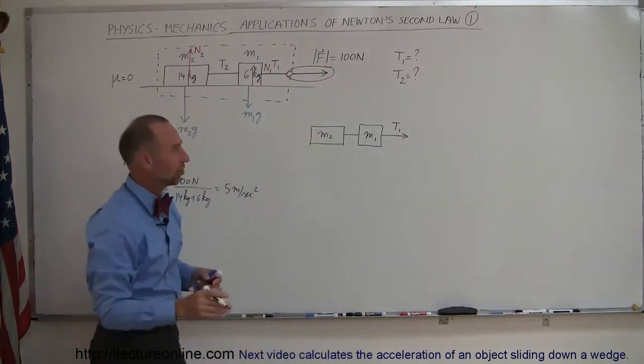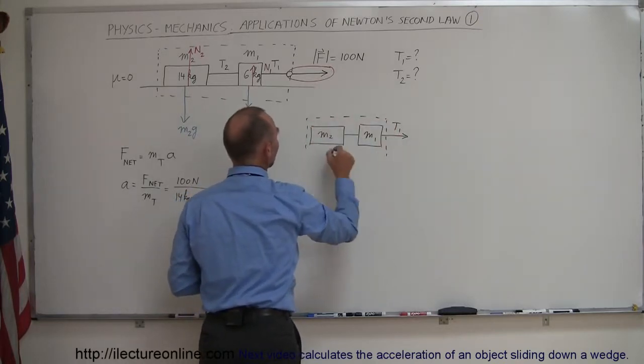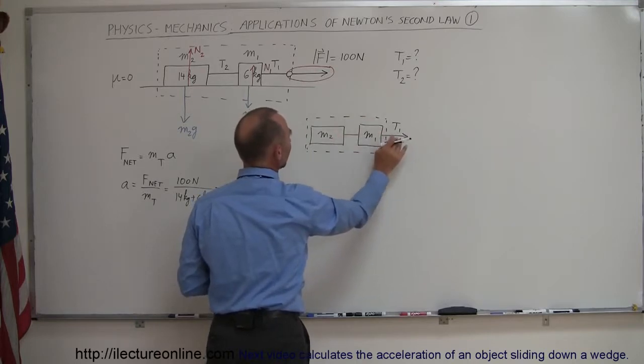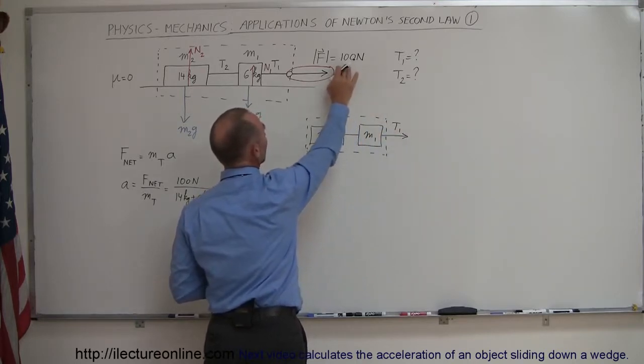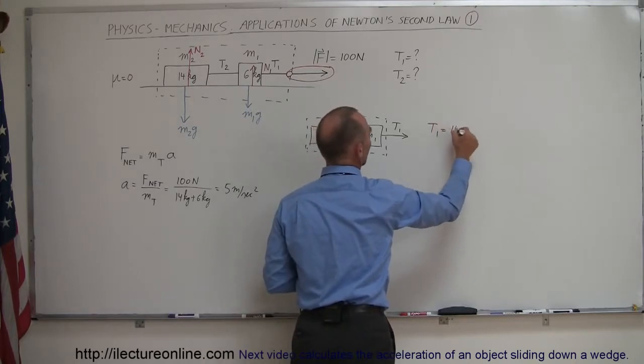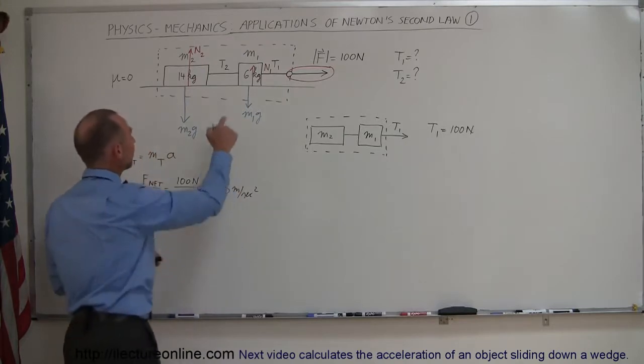Of course, we have a similar situation: if we consider this whole system, we can see that the tension in one is accelerating the whole system, so the tension in one has to equal the 100 newton force right here. So we can say that tension 1 equals 100 newtons. Now, what would be the tension in the second string?